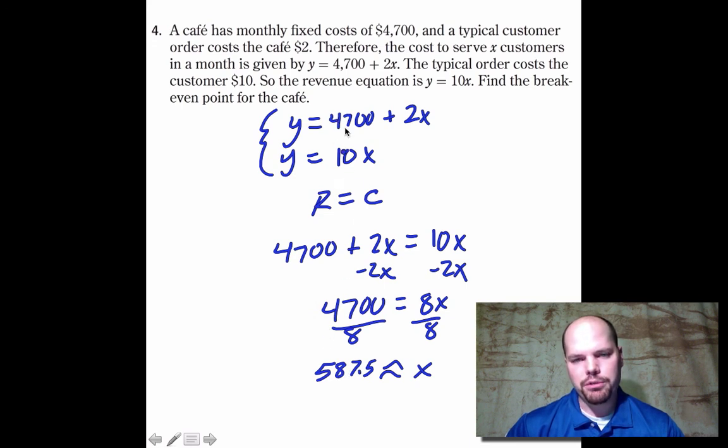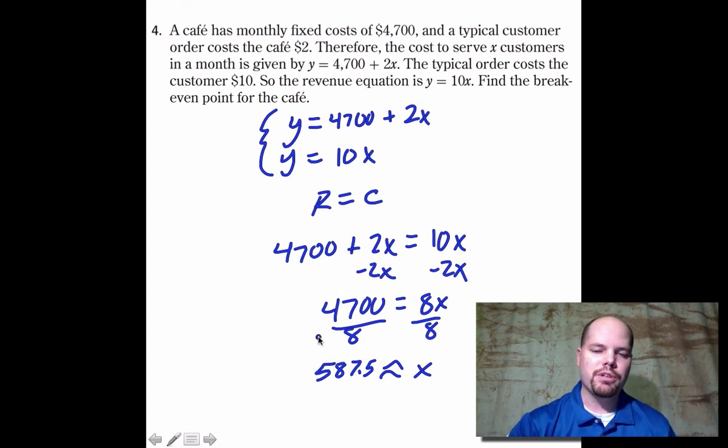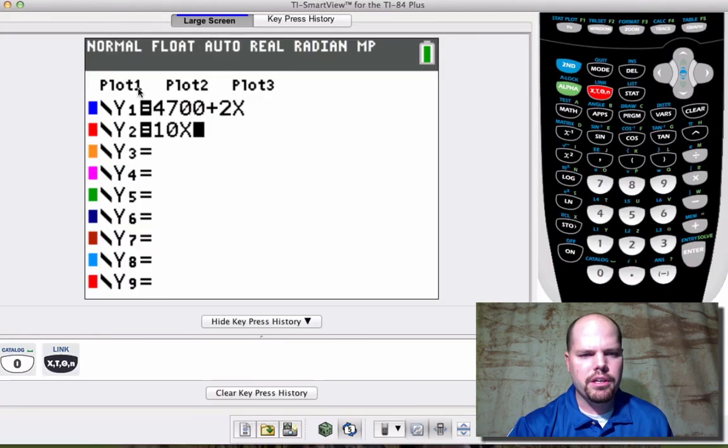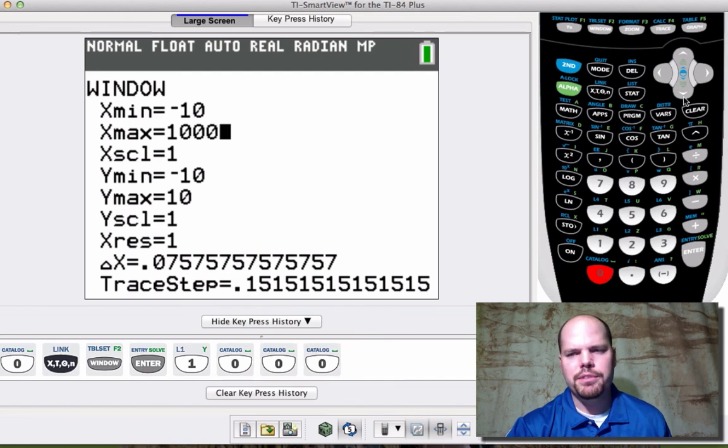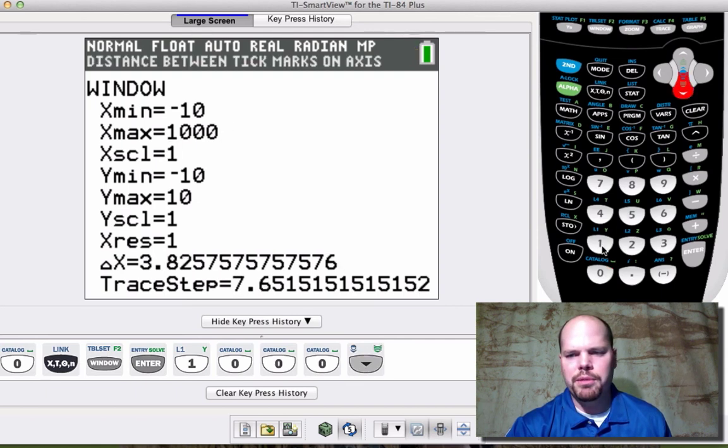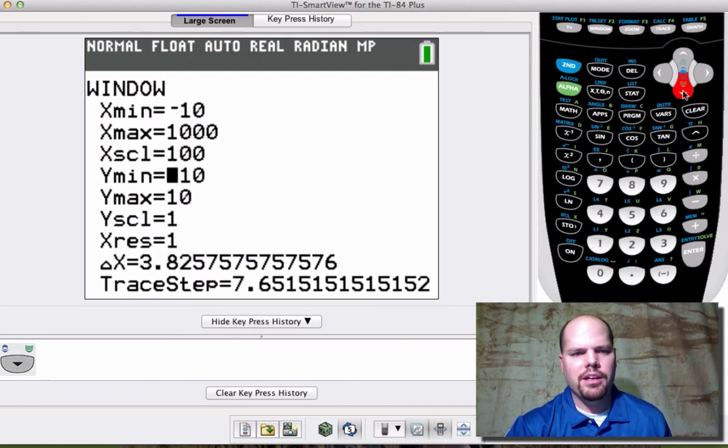Okay. I will also show you on a graphing calculator how to solve this as well. We should come up with the same answer. So drag out your graphing calculator if you want to check this on your calculator. Okay, once again, in y equals, you'd enter in the system of equations, 4,700 plus 2x, and y equals 10x. The window on this is going to need to change quite a bit. x is the number of customers. So since I already know the answer, 587.5, I'm just going to get a good graph here. So let's go negative 10 to 1,000, and maybe count by 100s. And y minimum, negative 10 is fine. We only probably need 0.